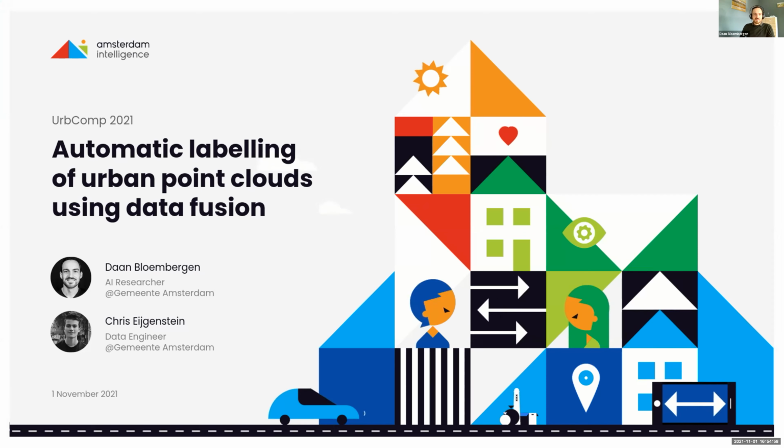So I'm going to talk about automatic labeling of urban point clouds using data fusion. This is shared work with Chris Eigenstein. We both work for the municipality of Amsterdam. So we try to use artificial intelligence to make the life of our citizens a little bit better, hopefully.